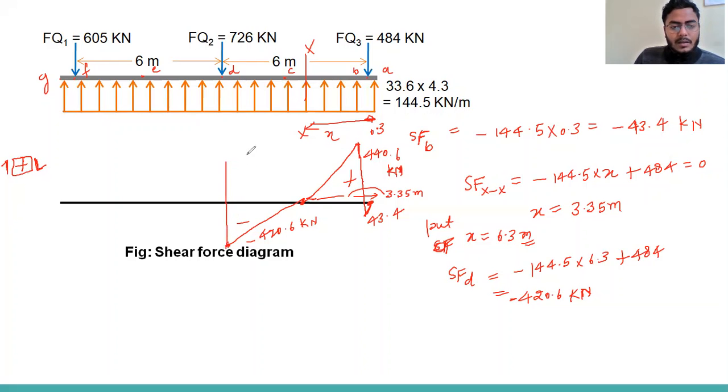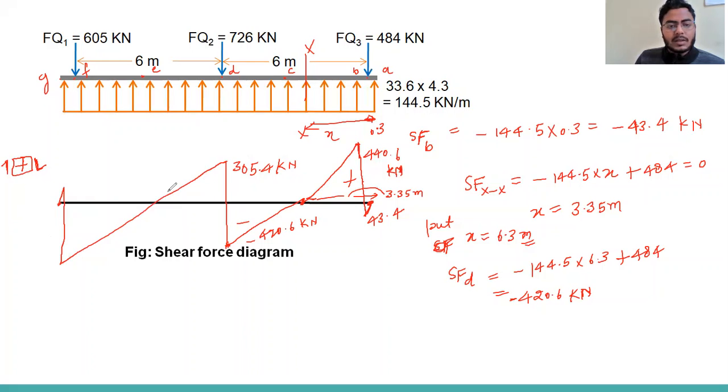So it will be 305.4 kilonewton. Okay, now again you will see there is a variation in the change. By doing this we can calculate, so it will be like this. Okay, you can calculate also.